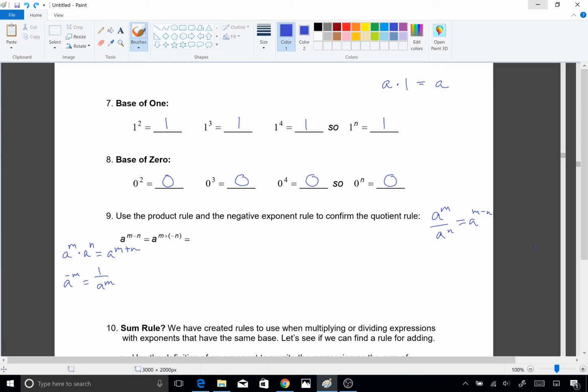They've set it up for us. a to the m minus n equals a to the m plus negative n. And by the product rule, that equals a to the m times a to the negative n. And by the negative exponent rule, that equals a to the m times 1 over a to the n equals a to the m over a to the n. And you see, this is the quotient rule.